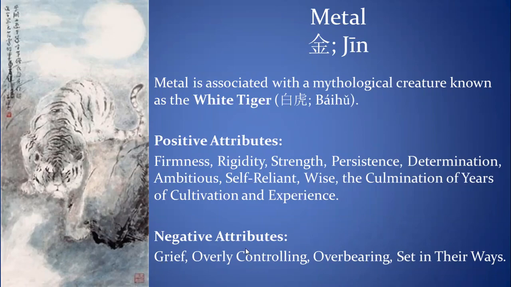But also people associated with metal tend to be overly controlling, overbearing, and set in their ways because of this concept of them being wise, of having all of this experience, and therefore thinking that they know better. So that's metal in a nutshell. Apologies if I've offended anyone who is associated with metal. I'm associated with metal, so I've offended myself.